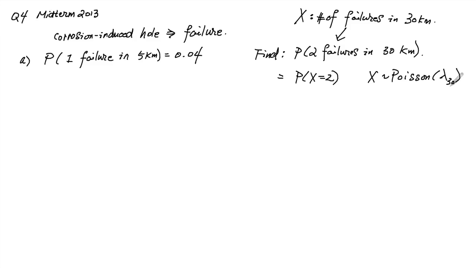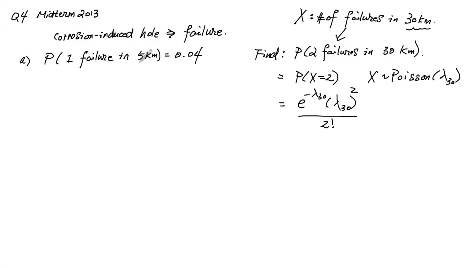And I'm just going to put a subscript there, 30, to denote that it's the average number of corrosions per 30 kilometers space frame. So if we know what lambda 30 is, then this probability will simply be e to the power of minus lambda sub 30 times lambda sub 30 to the power of 2, all divided by 2 factorial. The question is, we need to find what lambda 30 is from the given probability here.